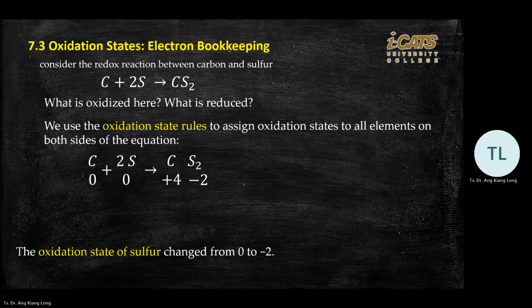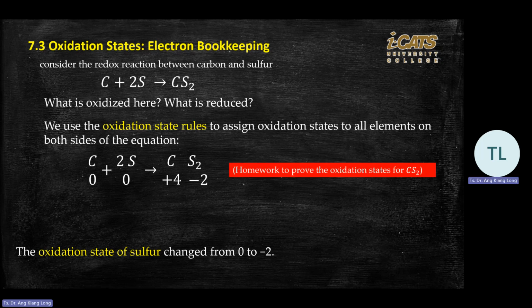Any questions? No? Okay. So this one is your homework. You prove CS2, C is plus 4, S is minus 2, is your homework. Go home and do it. But I assume you already understand. If you understand the previous example A to F just now, you should be able to understand that C is plus 4, S is minus 2.